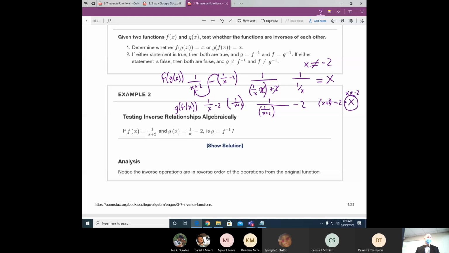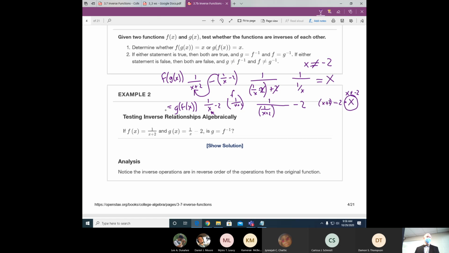I took g, 1 over x minus 2, and fed it to f. Here I took f and I fed it into g's input, and I get back x. Proving, yes, indeed, f of g of x comes out to be x, so they are inverses. G of f of x gives me x. Another way to prove that, yes, they are inverses.